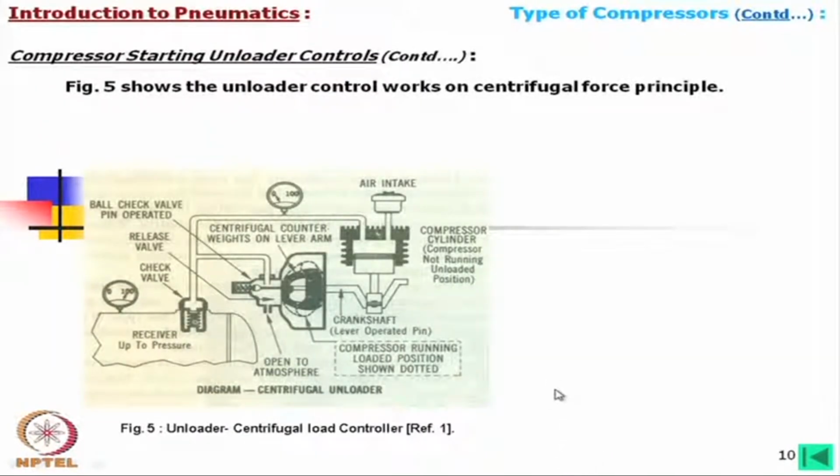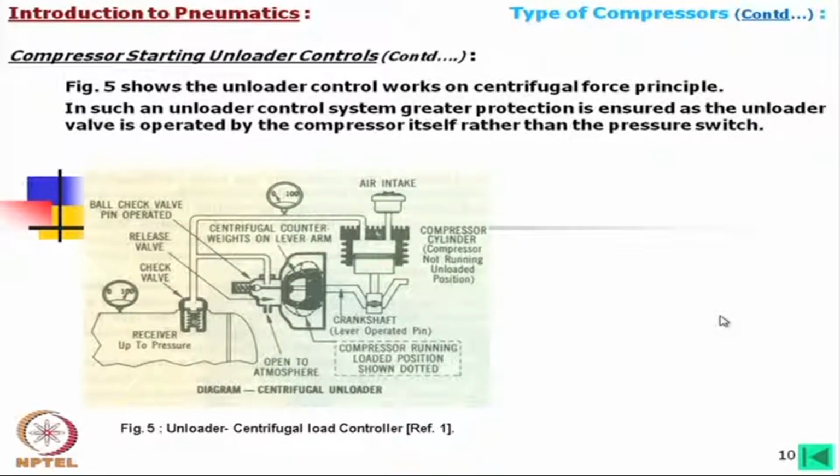Now, there is another type of unloader which is centrifugal type. The basic principle is that a centrifugal mass is attached to a rotating member, this is with the compressor crankshaft. Then when it reaches the set speed, it operates the switch the same way the pressure switch operates. In such a system, greater protection is ensured as the unloader valve is operated by the compressor itself rather than the pressure switch.